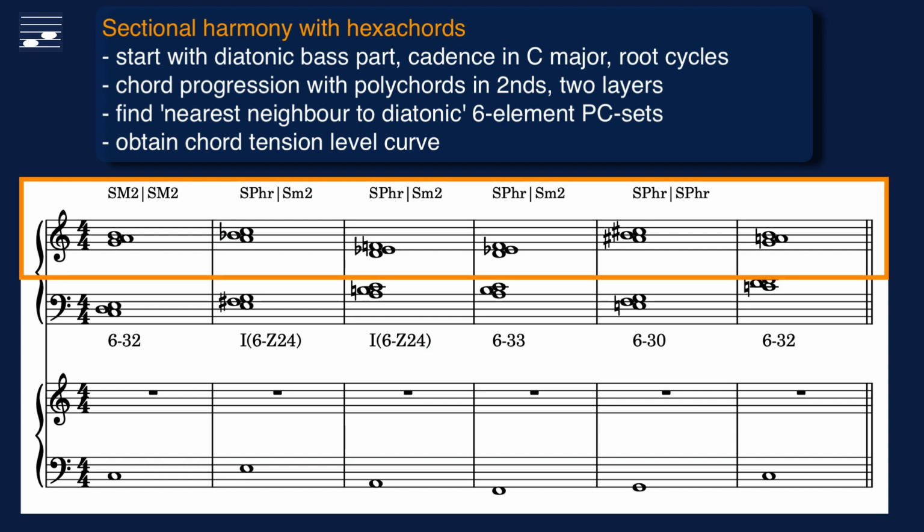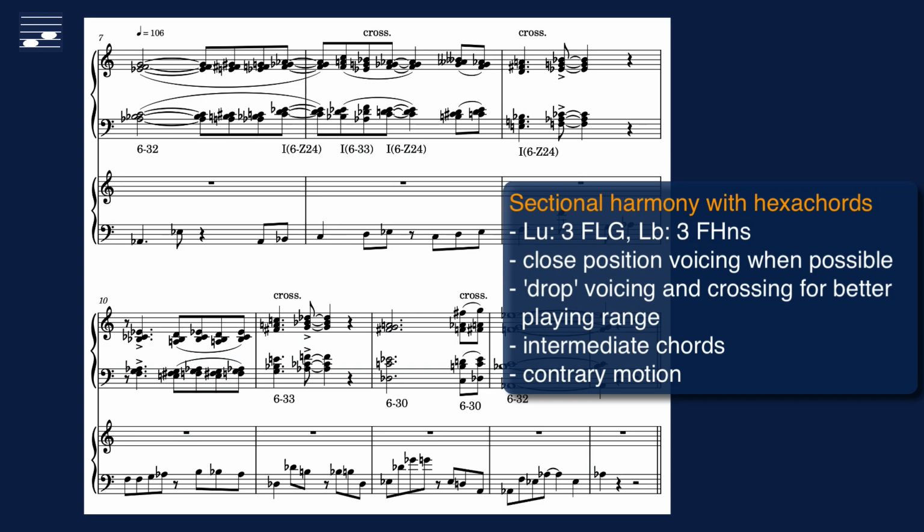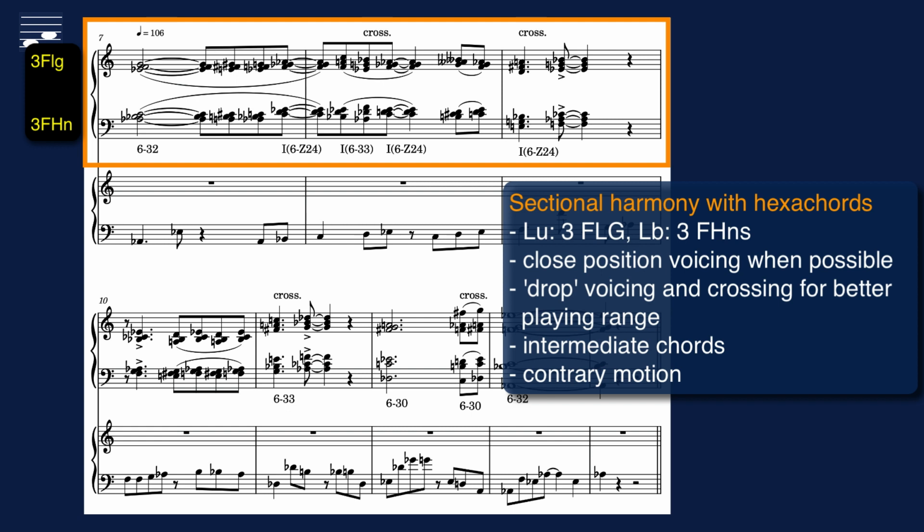And the upper layer set of trichords. Here's the polychord 6-part sectional harmony phrase. I've transposed the chords to the key of A flat major for a better playing register for the 3 flugelhorns in the upper layer and the trio of horns in F in the lower layer.